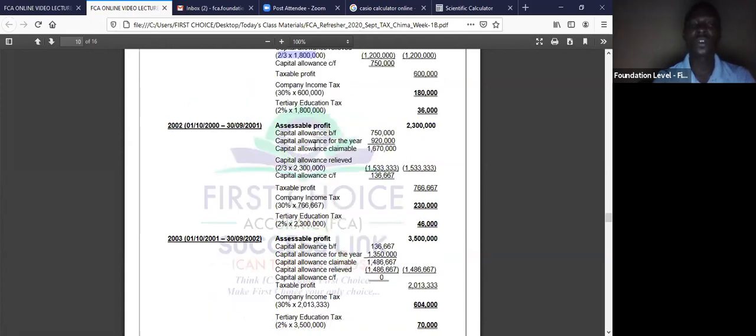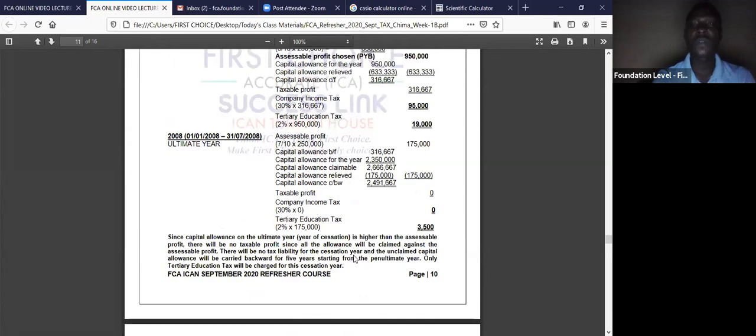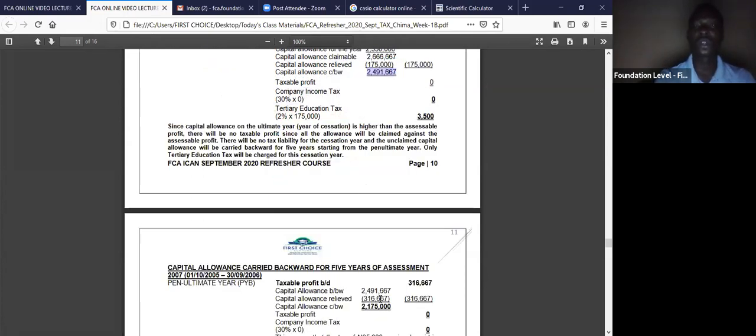At the end of the ultimate year, we found out that we have unutilized capital allowances, which cannot be carried forward. So what do we do? We carry them backward. So if you look at this capital allowance that was supposed to carry forward, we have brought them backward. Then look at our taxable profits before we pay tax. So we have refunded our tax.